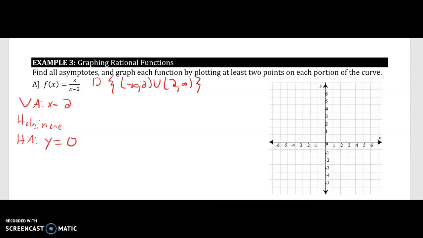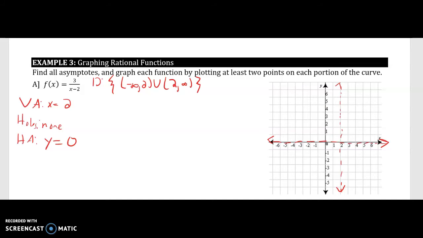But I have a vertical asymptote at 2, so I'm going to draw a dotted line at 2 on the x-axis. I have a horizontal at y equals 0. So there's where my graphs look. Now I can use my calculator to definitely help me graph it, but I got to make sure it is a function. It has to be a function, but I can plot some points.